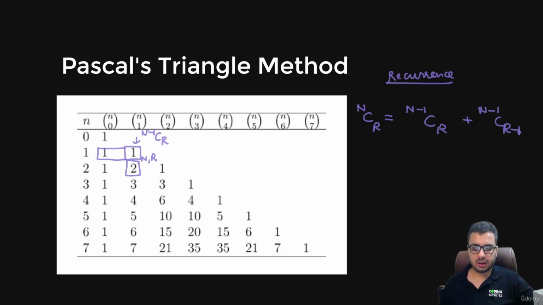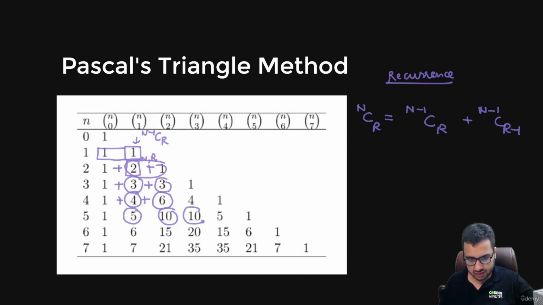If you look carefully, this 1 plus 1 is 2. Similarly, this 3 is nothing but this 2 plus 1. What about this 6? This is nothing but this 3 plus 3. What about this 4? This is 1 plus 3, 4. What about this 5? This is 1 plus 4, 5. What about this 10? 6 plus 4, which is 10. What about this 5?